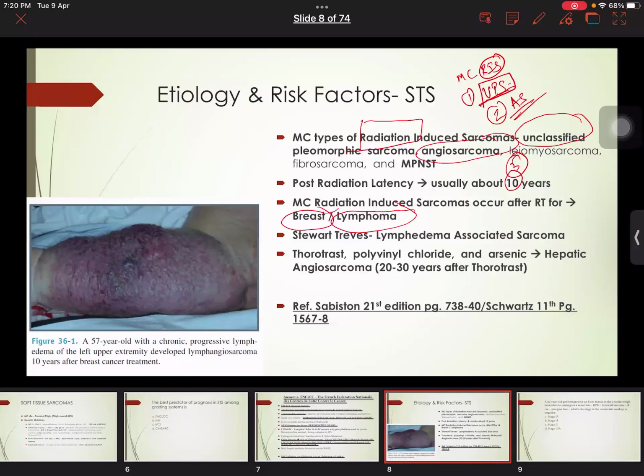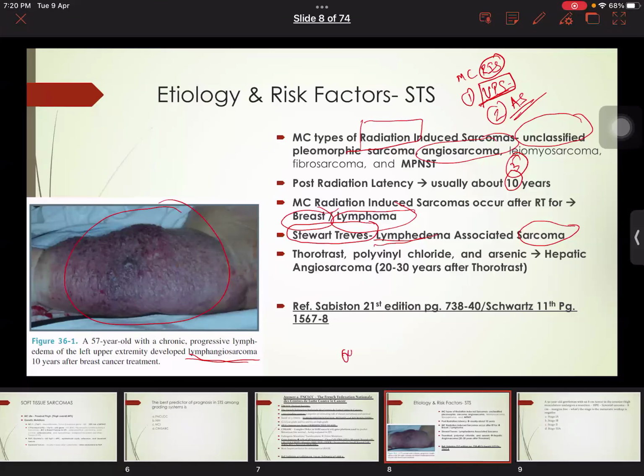Now, when we talk about radiation-induced sarcoma, as we already discussed in breast, there is something called the Stewart-Treves syndrome, which is a lymphedema-induced sarcoma. This is an angiosarcoma that happens outside the field of the radiation. So this is a lymphangiosarcoma happening in the arm. This may be a clinical picture that will come. As we can see, it's in the upper limb that the patient has developed a sarcoma.